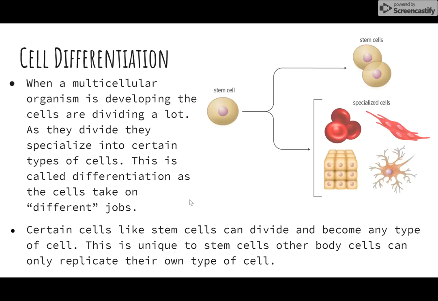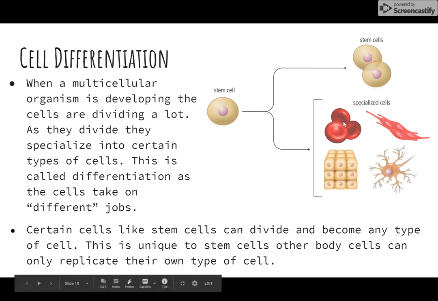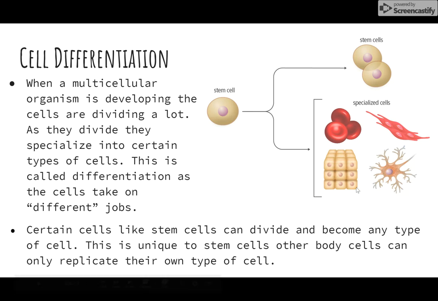So cell division becomes really important when we start looking at multicellular organisms. Multicellular organisms are things like humans and dogs and cats, things that have more than one cell. And because we have more than one cell, our cells have to do different jobs. And so we've studied a lot about how cells become different types. How do we get red blood cells? How do we get muscle cells? How do we get neurons? How do we get skin cells?